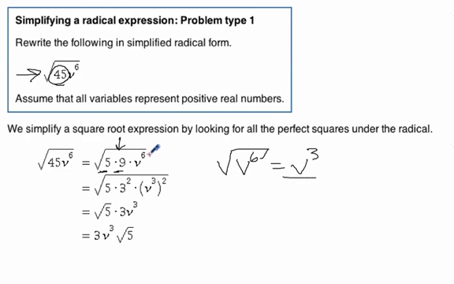So the square root of v to the 6th becomes v to the 3rd, and the square root of 45 becomes 3 square root of 5. So our final answer looks like this: 3v to the 3rd square root of 5.